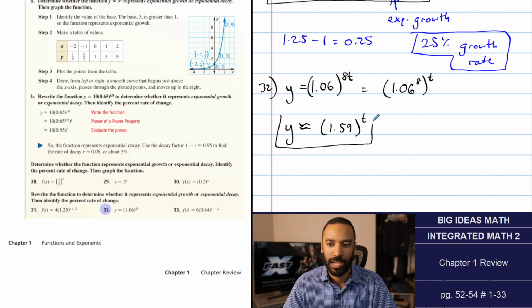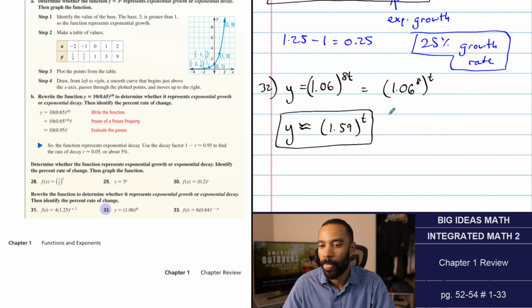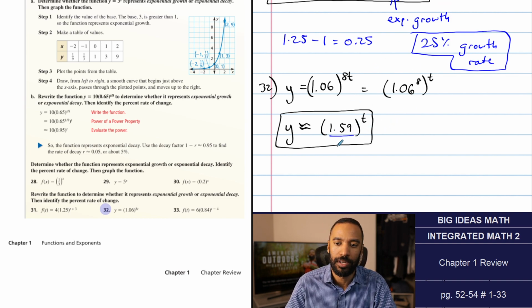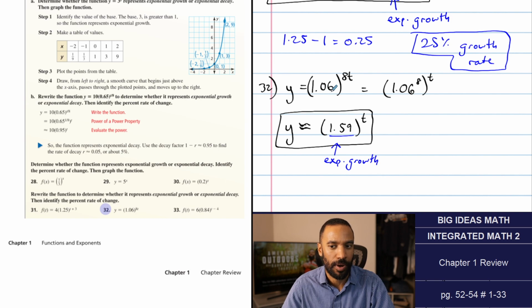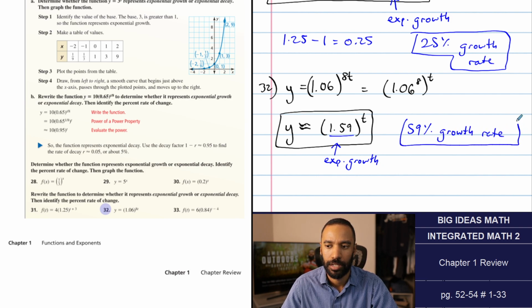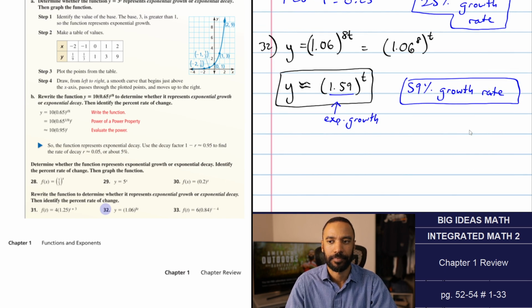So that's the approximation of the model. I could use more decimals, but I'm not going to. This goes kind of long. So it's once again a growth because this number is more than 1. But the growth isn't just, how far away was this from 1? That's a 6% growth. It's not that because this does it several times throughout the t. It's 59% growth. It's that far away from our 100%. And that is that guy.